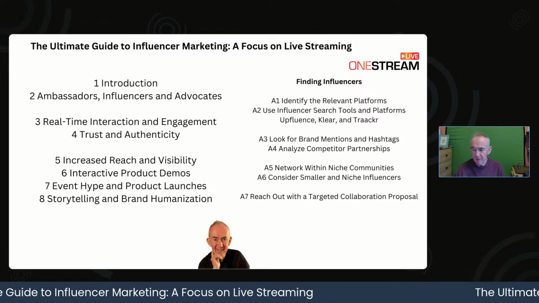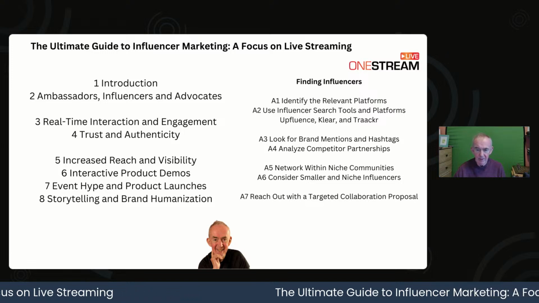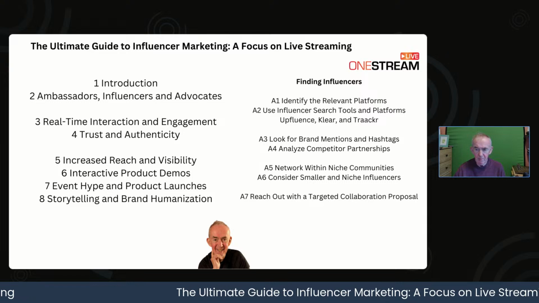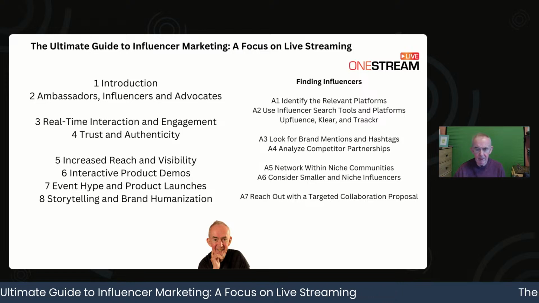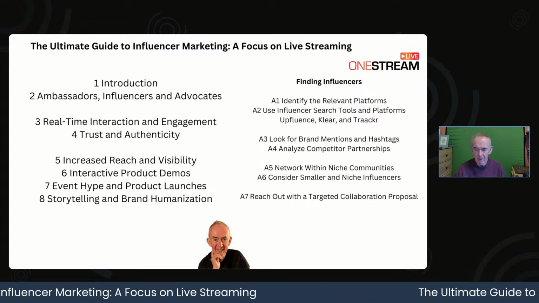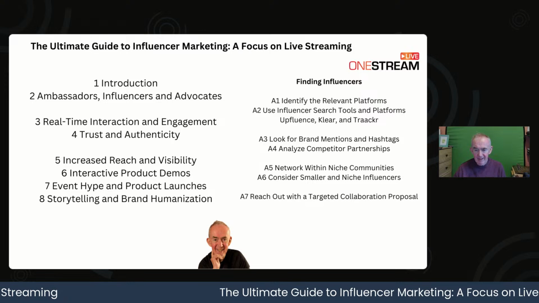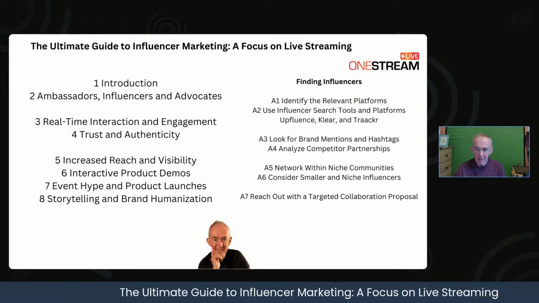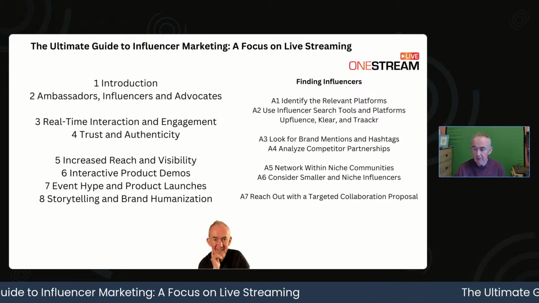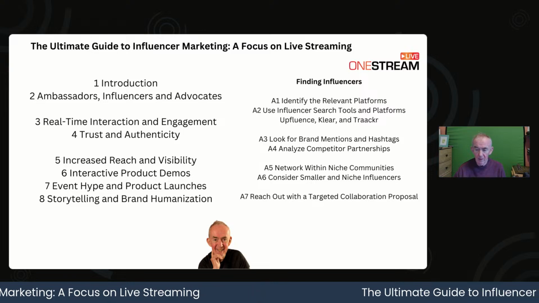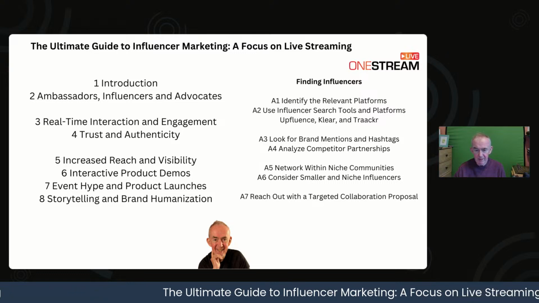First of all, you've got to identify the platform. Different influencers are on different platforms. We all tend to specialize on certain platforms. Mine today, obviously, is YouTube. You've got to identify the platform, and in order to find somebody, you can either go from your own researchers or you can use search tools like Upfluence, Clear, and Tracker. You can check out brand mentions and hashtags. You can look at what your competition are doing. You can network within niche communities, join communities on Facebook or on Mighty Networks which are relevant to your business and product.